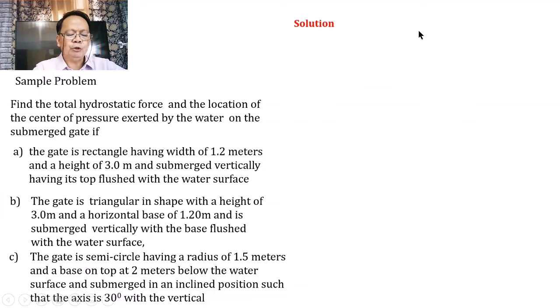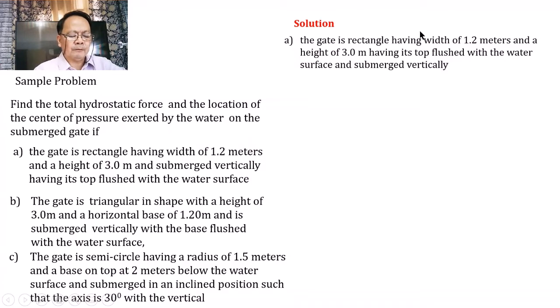So here is the solution to the problem number 1. Sabi dito, we are solving the hydrostatic force on and the location of the center of pressure if the gate is rectangle having a width of 1.2 meters and height of 3.0 meters having its top flush. Pag sinabi natin flush, kapantay lang siya ng liquid surface, ano? With the water surface and submerged vertically. Naka-vertical ngayon yung ating plane. And so the scenario looks like this one. Let us try to draw it.